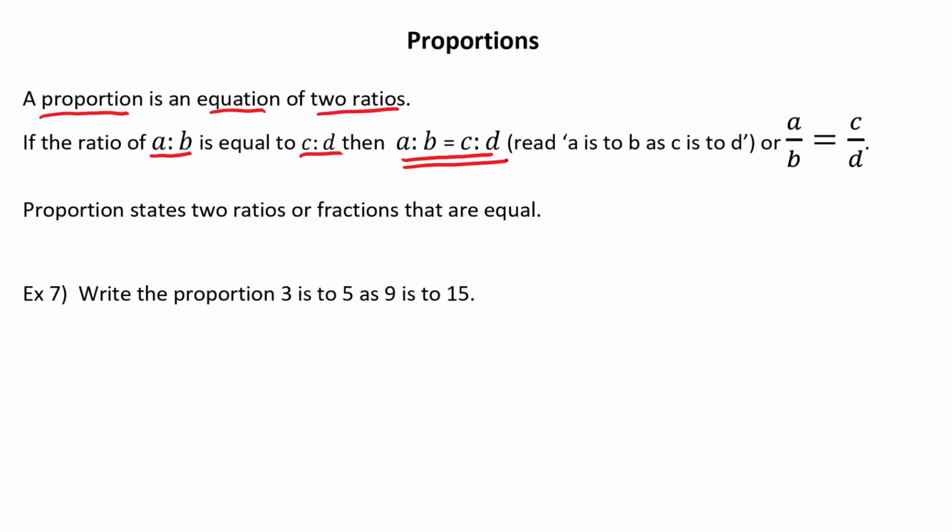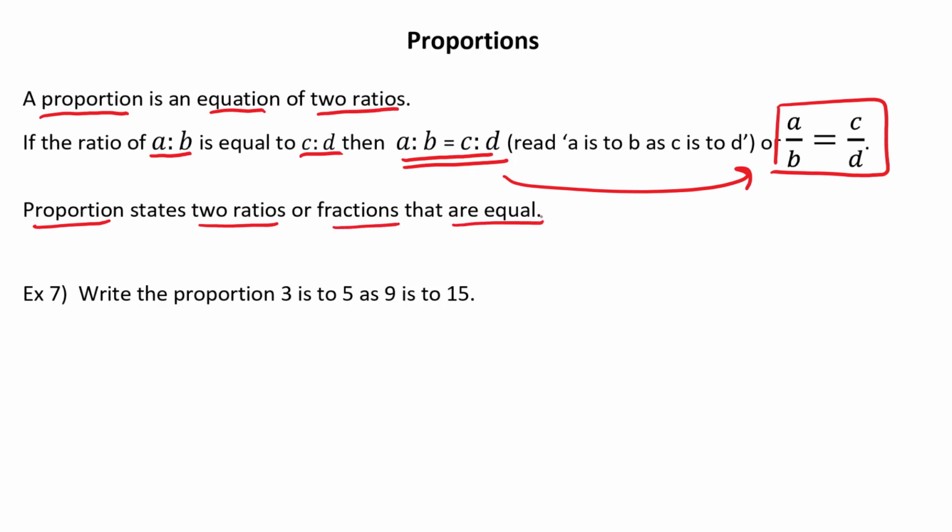And just like before, when we can convert our ratio into a fraction, we can do the same thing. So this ratio here, A is to B as C is to D, is equal to A over B is equal to C over D. This is a proportion. It states two ratios or fractions are equal. This here is a very important concept to understand when we get in the laboratory.